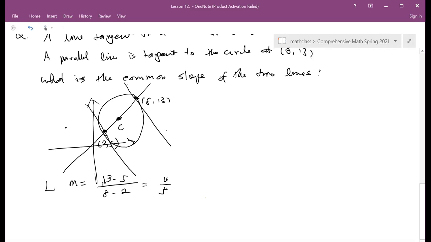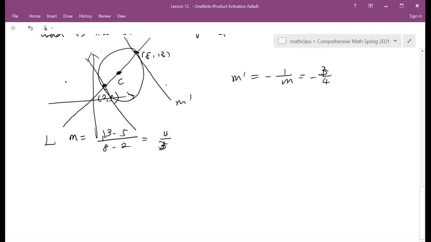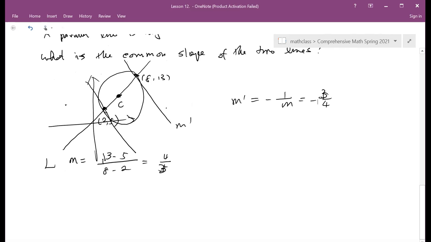Because those two lines are parallel, they have the same slope. So that slope we call m prime. By definition, because they're perpendicular to the line through the center, it's going to be negative 1 over m, which is negative 3 over 4. That's it. So the picture was missing, and that's why I was confused about that problem.